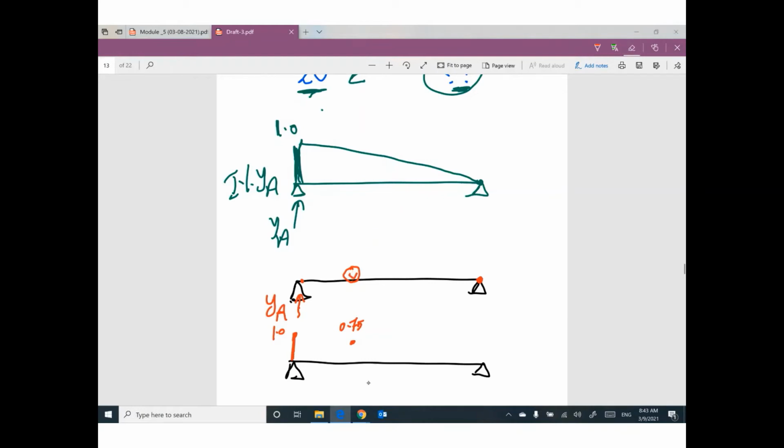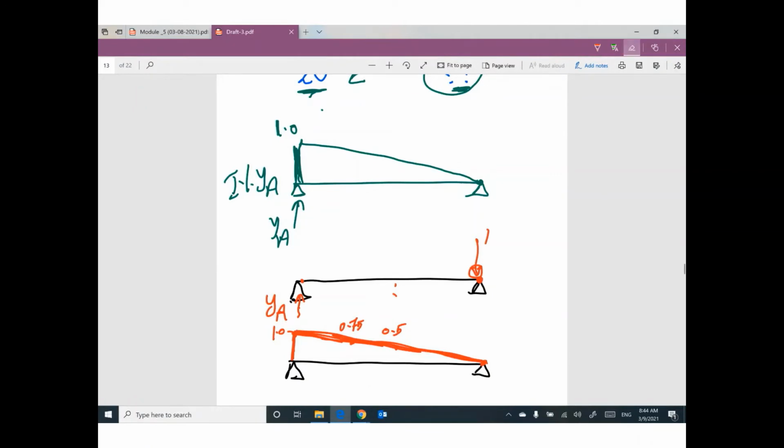One more time. What will happen if the moving load is here at the midspan? I found the reaction YA equal 0.5. So I put 0.5 here. Why you put 0.5 here at the same location of the unit load? After a few seconds, the unit load is here. What is the value of YA? I found YA equals 0. So I put 0 here. If you connect between these values, you have a triangle.